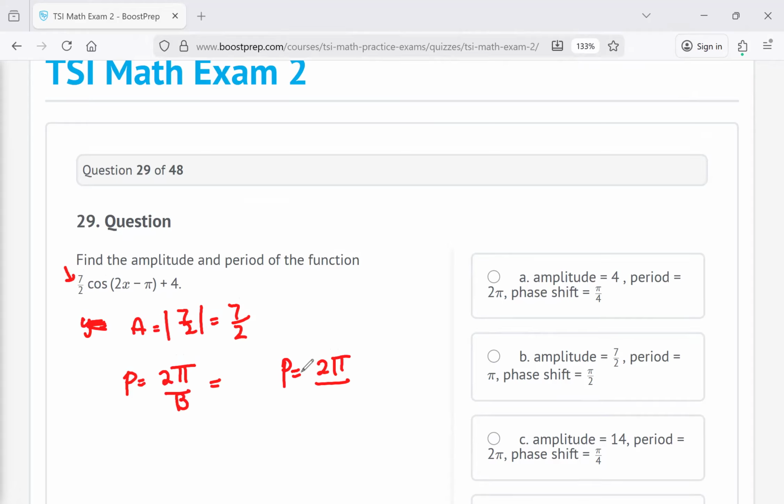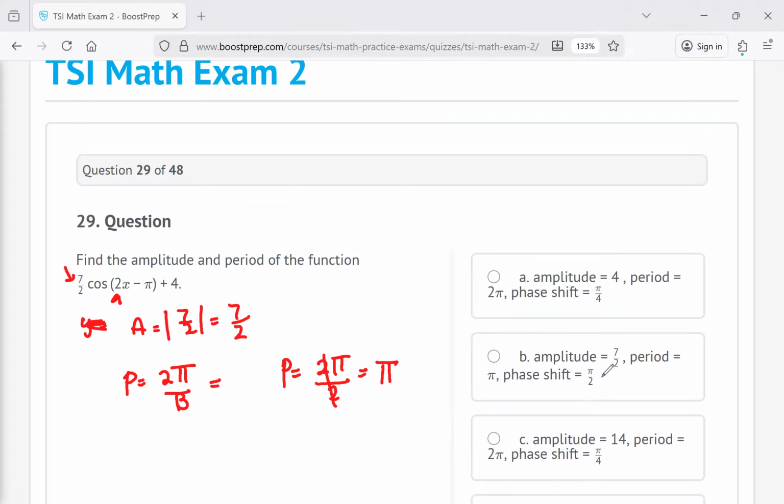So that's going to be 2 pi. And then my b value is always the number in front of x. So in our case, our b will be 2. And then as you can see, the 2's cancel, so you're left with pi. So my amplitude is 7/2, and my period, oh, find the amplitude period. Oh, okay, so my amplitude is 7/2.